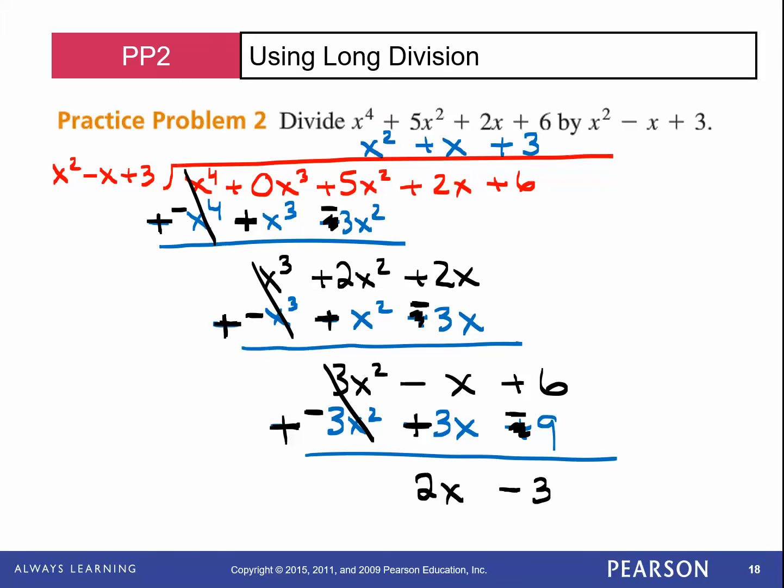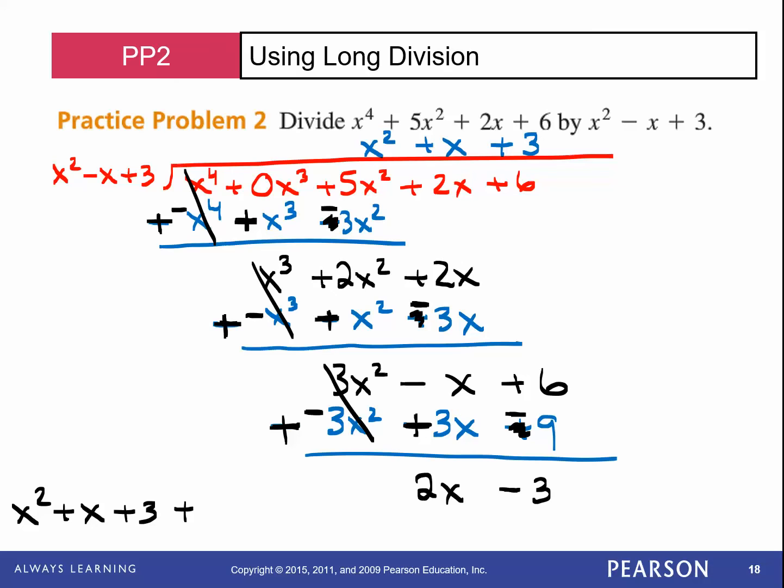Okay, this time we actually want to write it as an expression. So not just what's the quotient, what's the remainder, but let's see how we can write it as an expression here. So what we do is we write x squared plus x plus 3, just the quotient as is, and then we're going to add the remainder.